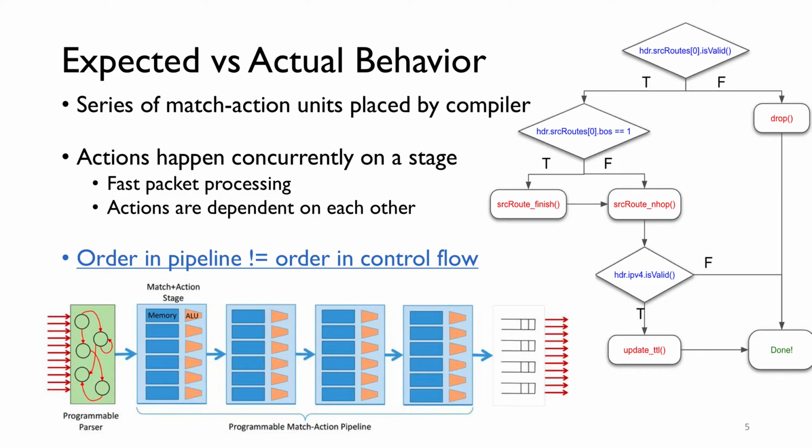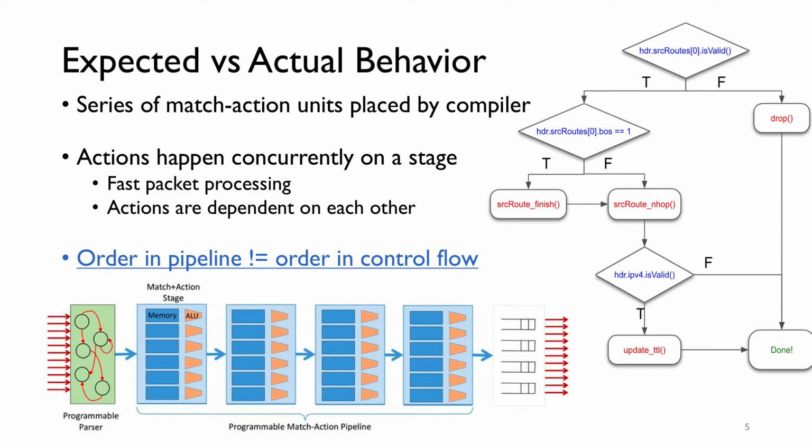So to understand why packets may take the wrong path, we have to delve a little bit into the hardware. In the hardware, programs are essentially just a series of match action units acting on a packet, and these match action units are all placed on successive stages, creating the P4 pipeline. Remember, this is done by the compiler and is a bit of a messy process because honestly, the compiler has a really difficult job to do here.